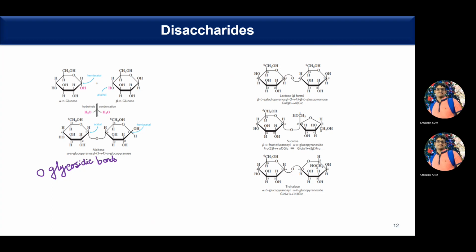As you can see, one alpha D glucose and another D glucose. So alpha 1,4. The first carbon is alpha. This carbon number is 1, this carbon number is 4. So alpha 1,4 glycosidic. So in maltose we will have an alpha 1 to 4 glycosidic linkage, correct?